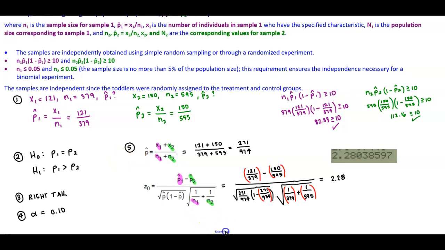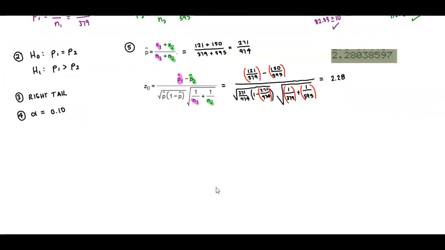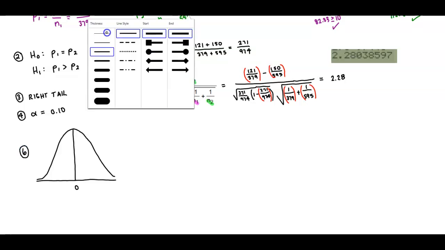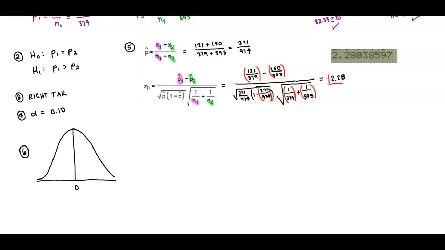Okay, now the next thing we want to do is draw our diagram. So what does our picture look like? In step number 6, we want to draw our bell curve. Okay, so here is our bell curve. We found our z-score, so we know that the mean is going to be 0 here. And then we found our test statistic to be 2.28.